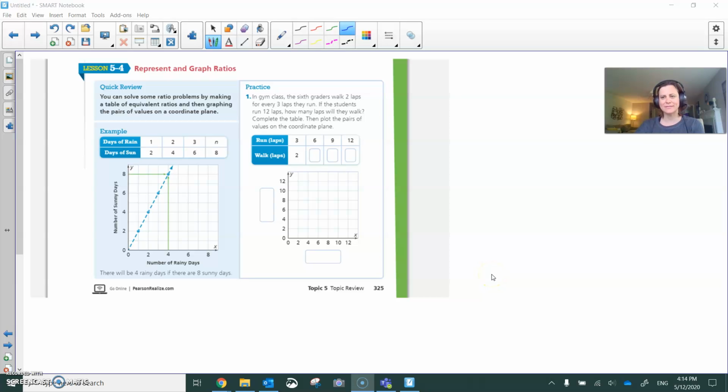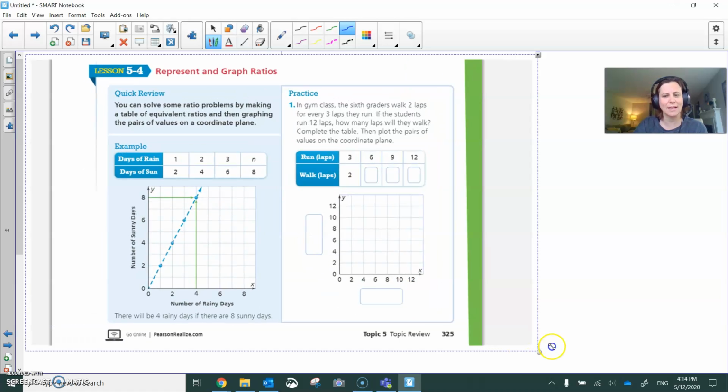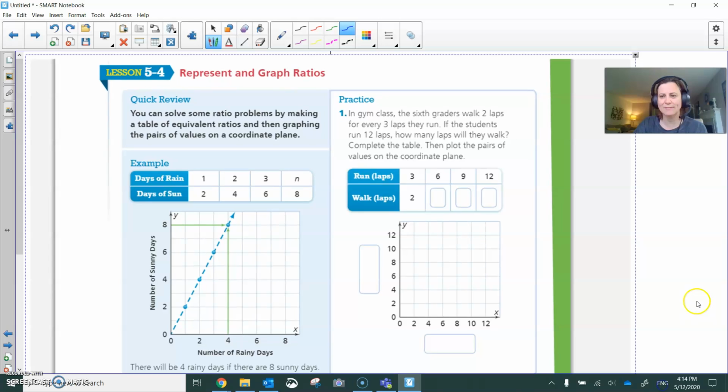Math 6, 5-4 review. In gym class, the 6th graders walk 2 laps for every 3 laps they run. If the students run 12 laps, how many laps will they walk? Complete the table, then plot the pairs of values on the coordinate plane. I'm going to make this bigger.